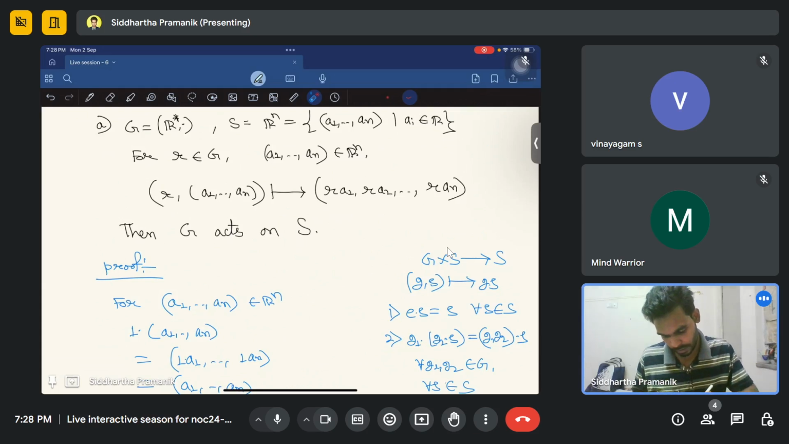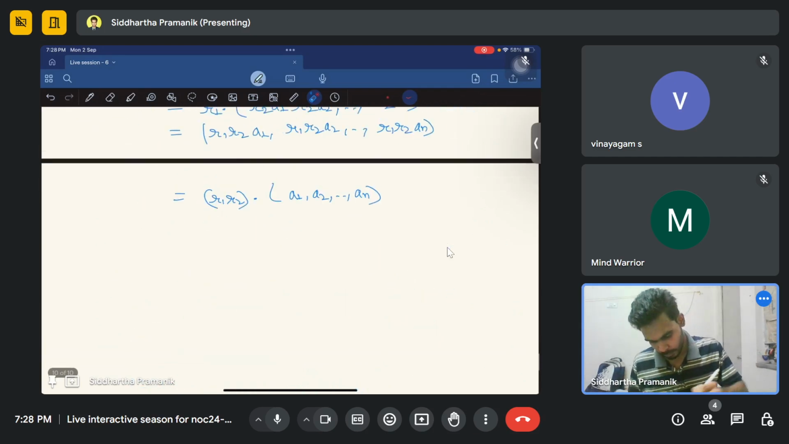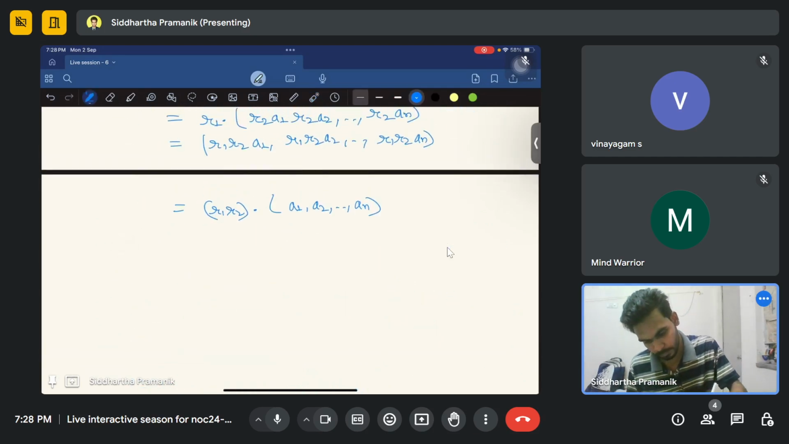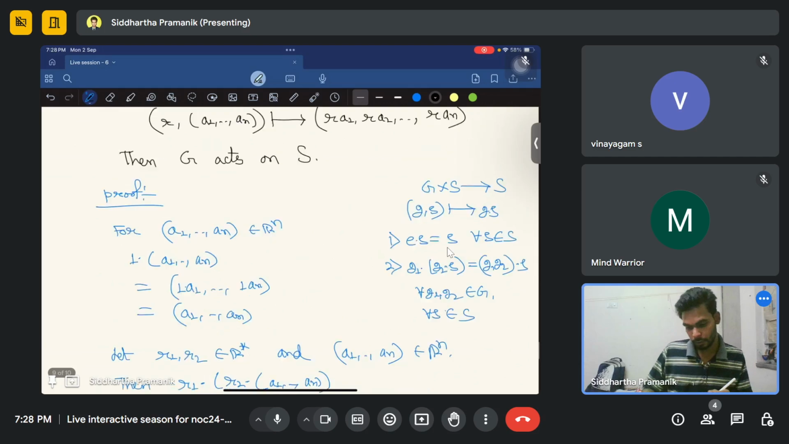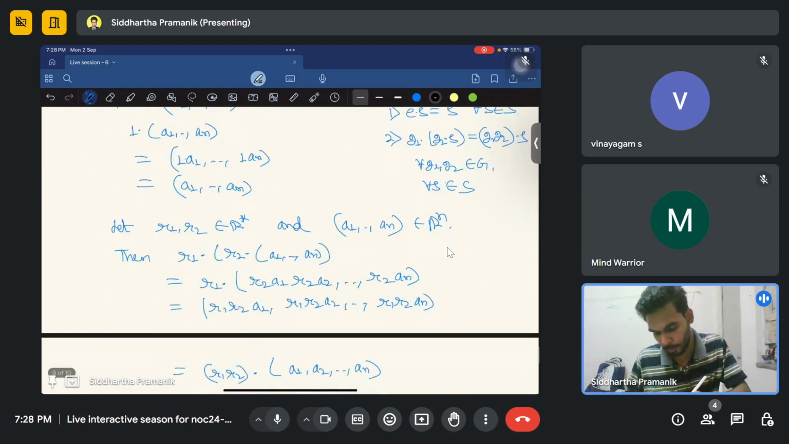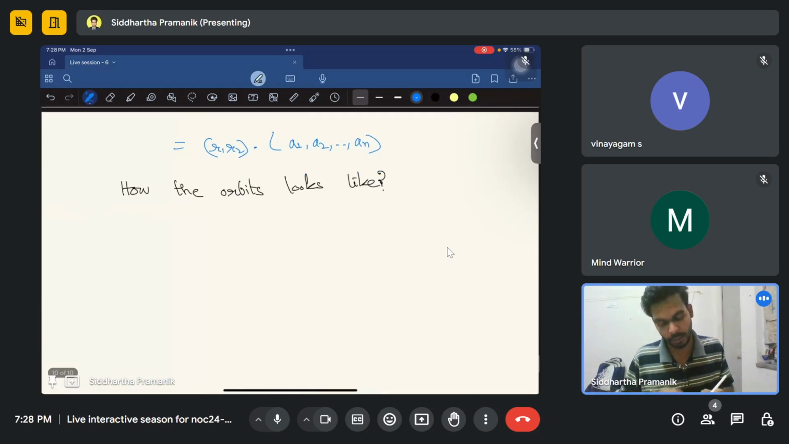So it is a group action. Now, what are the orbits of the elements? So the question is how the orbits look like. To visualize this, let's do it for just n equals 2 so that we can draw the graphs.